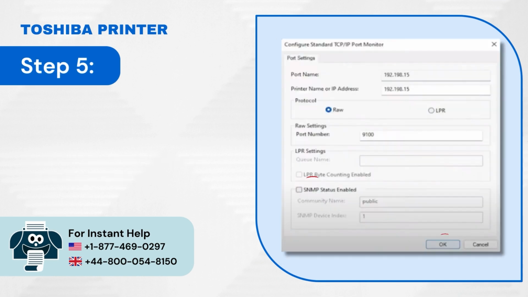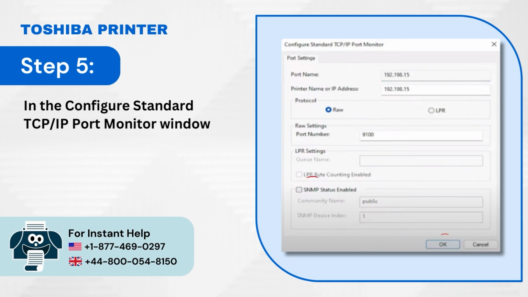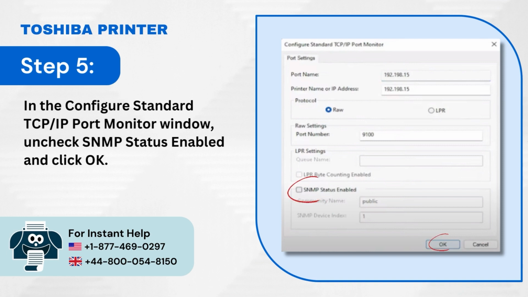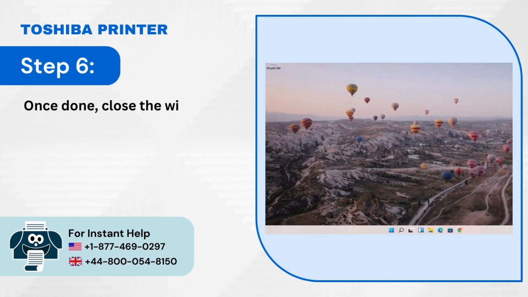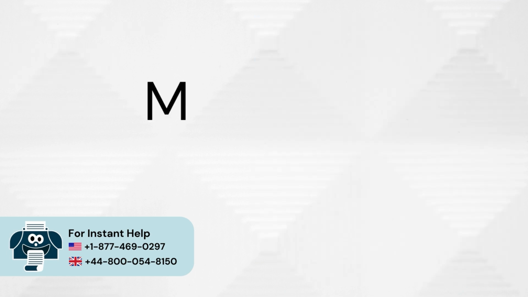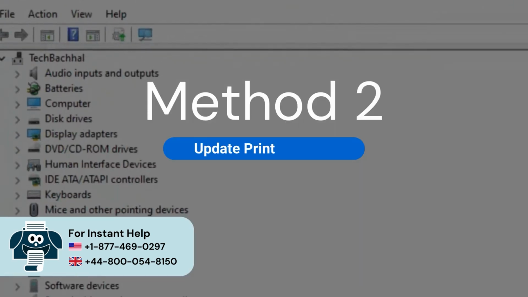Step 5, in the configure standard TCP/IP port monitor window, uncheck SNMP status enabled and click OK. Step 6, once done, close the windows. Method 2, update printer driver.